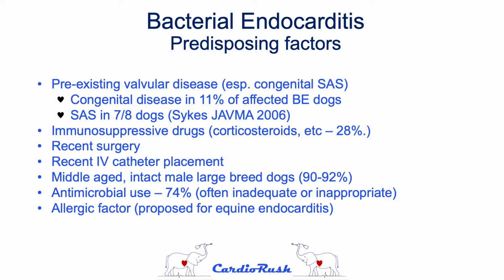For dogs, middle-aged, intact, male, large breed dogs appear to be predisposed to the development of bacterial endocarditis. And many animals have a history of antimicrobial use, although this antimicrobial use may be for a short period of time and might not be directed at the offending pathogen. An allergic factor has been proposed for certain forms of endocarditis, including in horses.